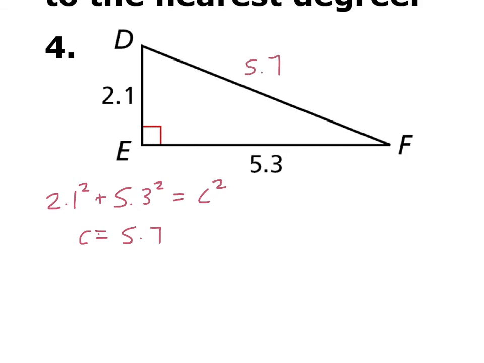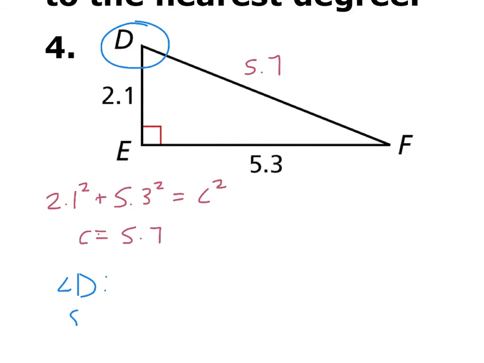Okay, so now we can either find angle D first or angle F. Which one do you guys want to find first? Let's find angle D. It doesn't matter which one we find first, we can do either one. Just a personal preference. So we have all 3 side lengths. We have the opposite, we have the adjacent, we have the hypotenuse. What do you want to do to find angle D? We can do sine, cosine, or tangent.